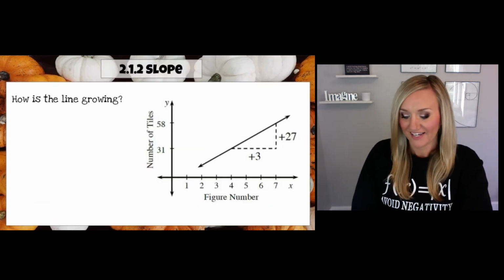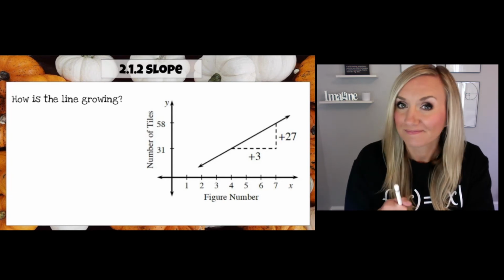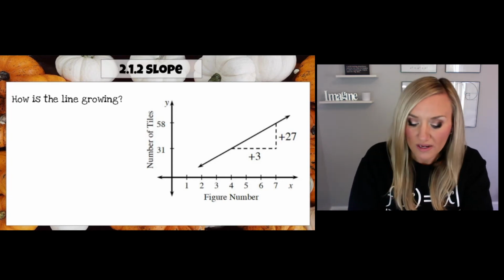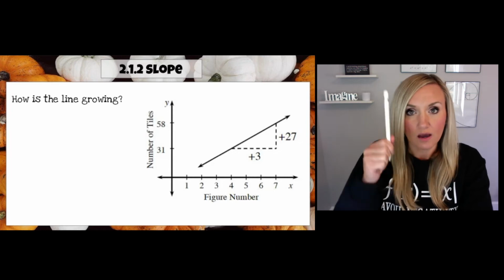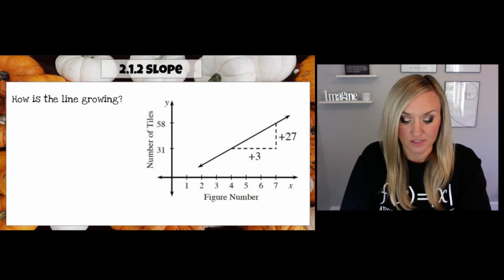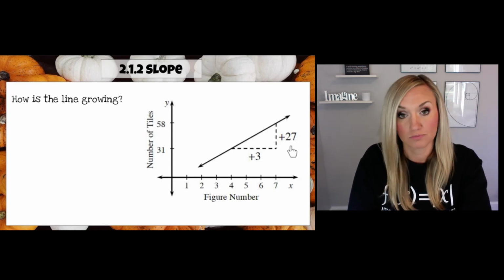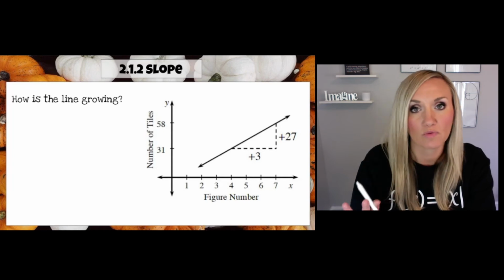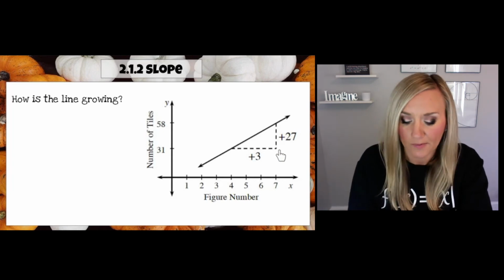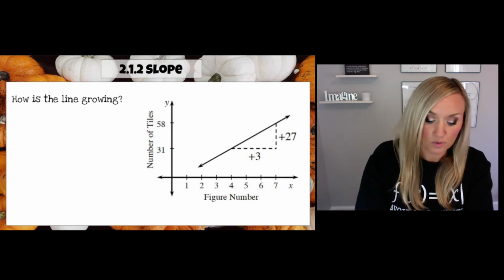Whew. Okay, so how is this line growing? So it is growing each time it's going up 27 and over 3. Now, obviously, it's not drawn to scale, right? And what that means is the 3 should be much smaller than the 27. I know that, and that just means it's not drawn to scale. But it is still growing, rise over run. So let's go ahead and write that down formally.